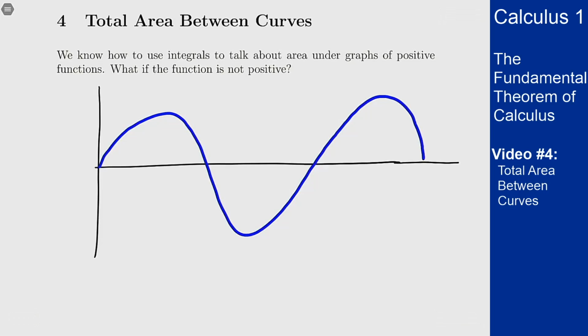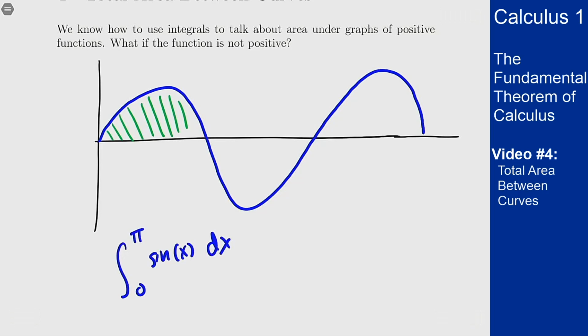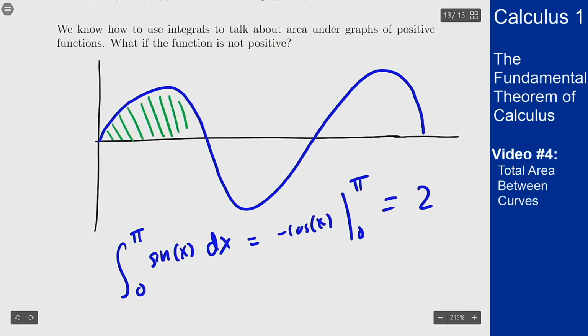we know that I can find the area under positive parts of this by just doing an integral. So if I want to find the area of this chunk here, I could do that because that's a positive area, and I can find that as the integral from 0 to pi of sine of x dx would give me that area. This is negative cosine of x from 0 to pi, which ends up being 2. That's for the green area.